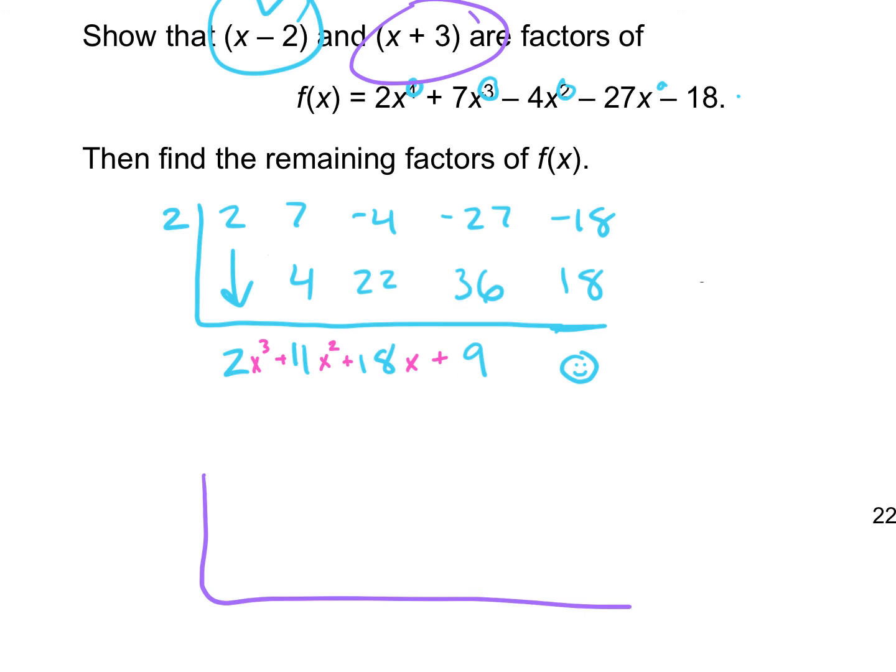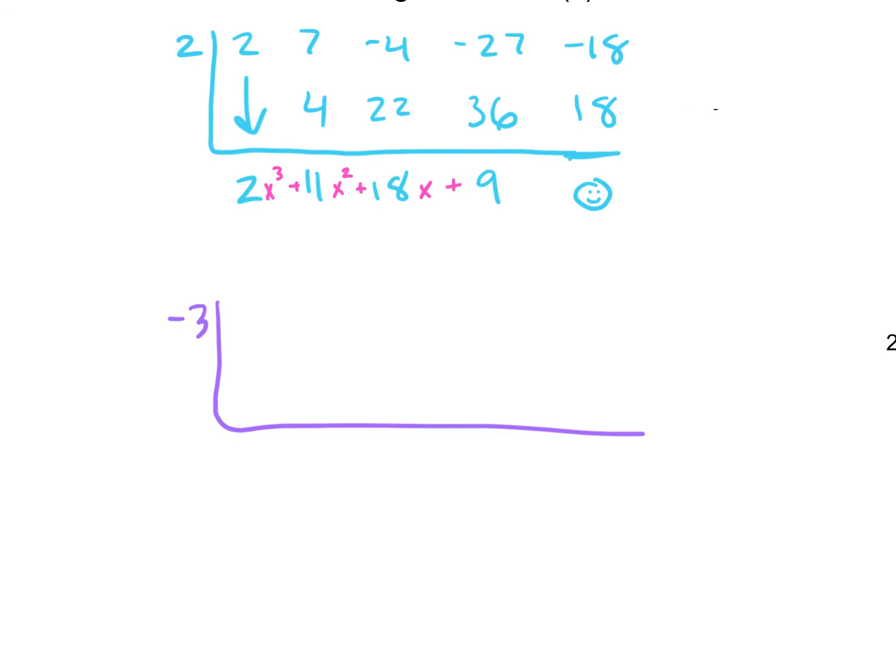So what goes on the outside? -3. I'm checking this one now, x plus 3, and seeing if it's a factor. But I'm using the answer that I just got here. It's easier to use the answer, because our goal is to break it down as much as we can. So you just want to keep dividing to make it a smaller binomial or polynomial. What coefficients go in the box? 2, 11, 18, and 9.